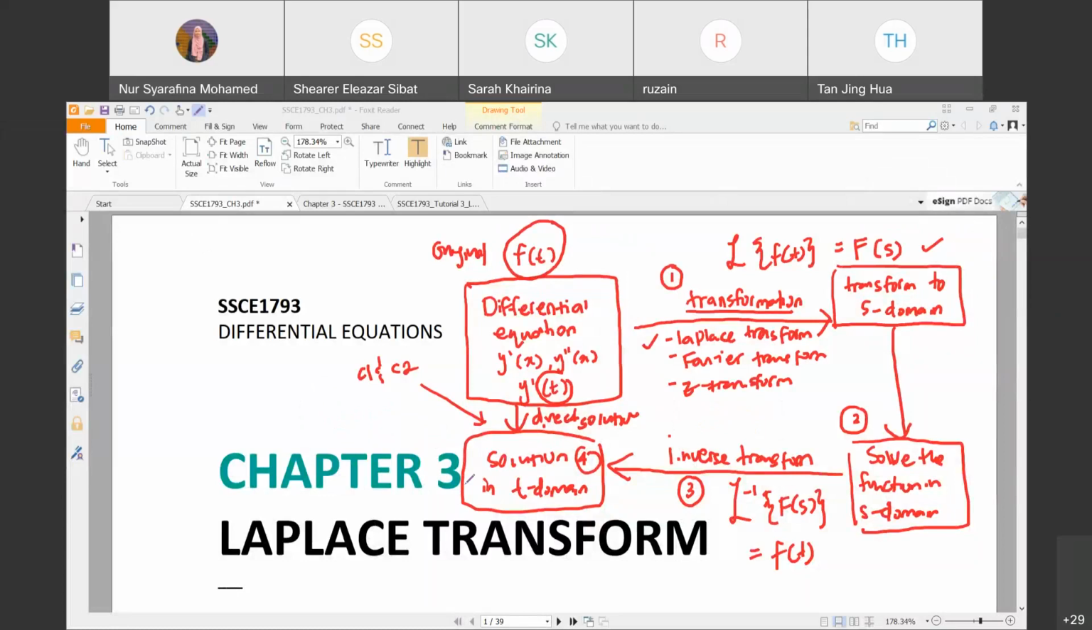So in our previous chapter, in chapter 2, we have done with homogeneous, non-homogeneous, second order, third order, fourth order, and so on. That one is solving the differential equation directly from the given problem. You have a problem, that problem is in terms of a differential equation, then you solve the problem. So that is what we did in our previous chapter.